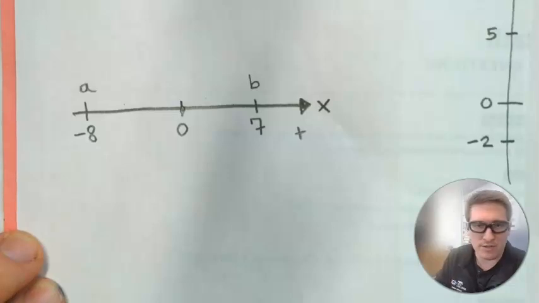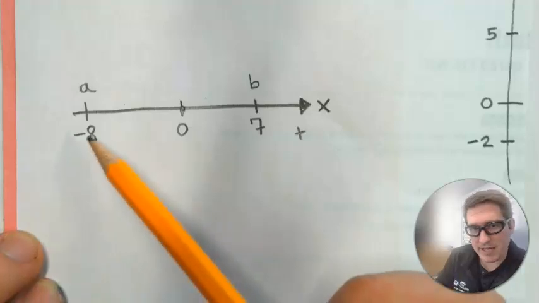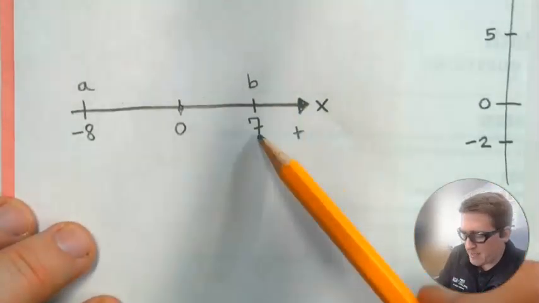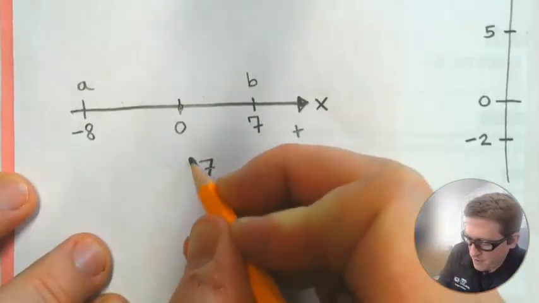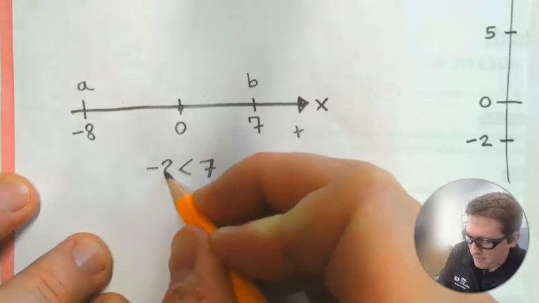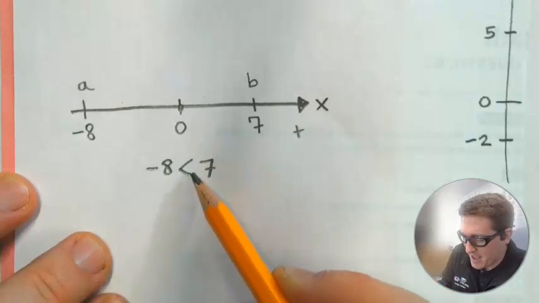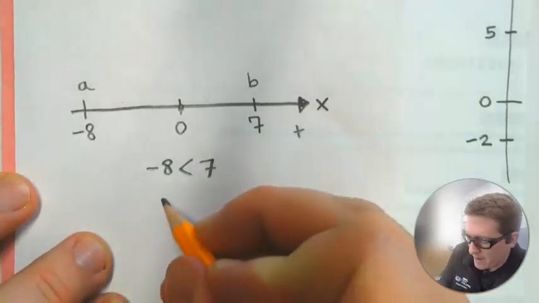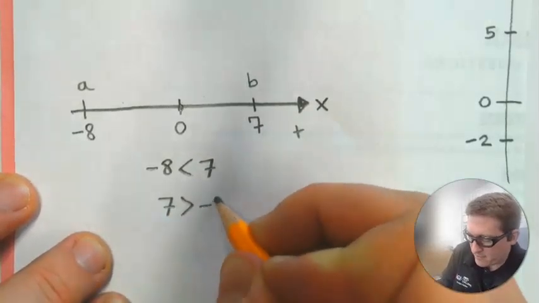So here's my question. What is greater? Is 7 greater? Or is negative 8 greater? Well, it might come as a surprise to you that 7 is actually greater. So we would write 7 and negative 8 like this. I'm writing that negative 8 is less than 7. Or if I wanted to write it backwards, I could write 7 is greater than negative 8.